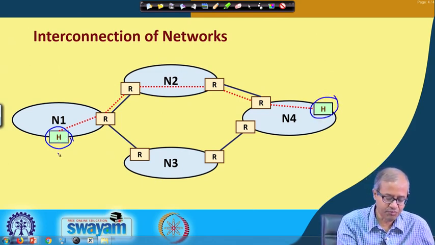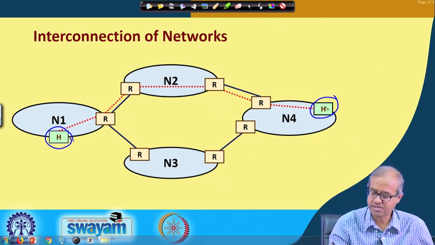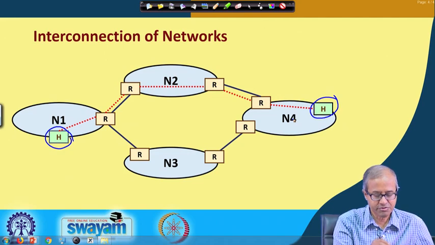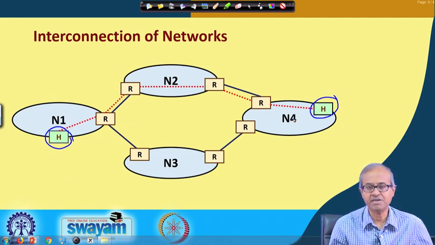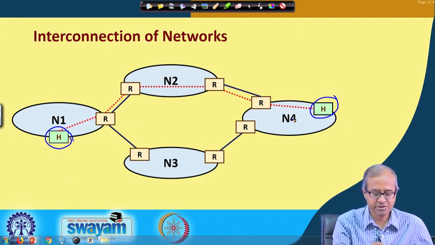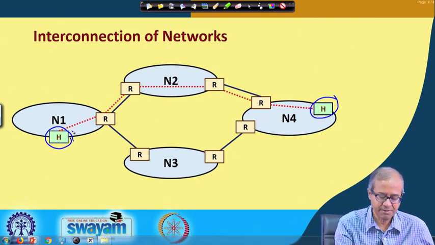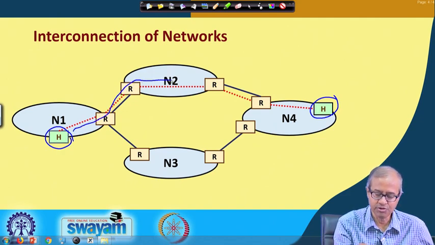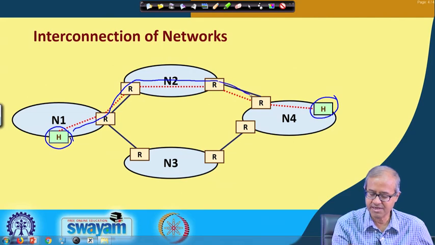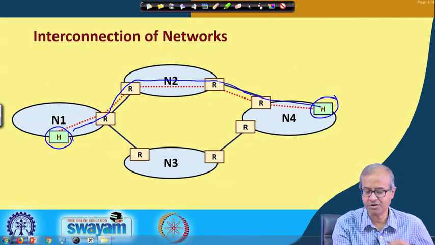Suppose I want to transmit some data packet from this host to this host in N4. There can be multiple paths that the packet can take. I am showing one of the paths by this red dotted line, where it will first come to this router R, then go to N2, cross through N2, then enter this router, and finally reach the final network.